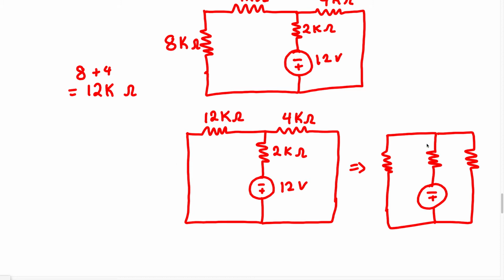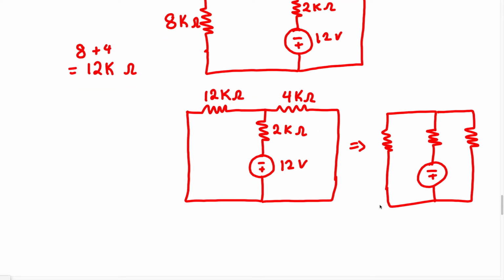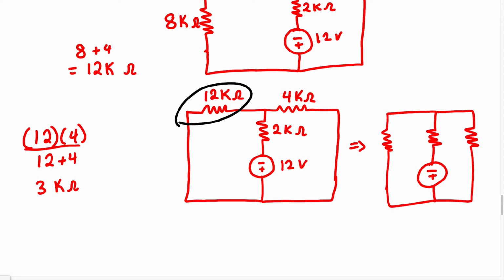Because they're the same thing, we actually can do something with this now. We can say, okay, since we know these resistors are in parallel, we can combine these two resistors by taking the parallel combination of them. So we can say 12 times 4 over 12 plus 4. That's going to give us 3 kilo ohm. So we just combined these two resistors that are in parallel.